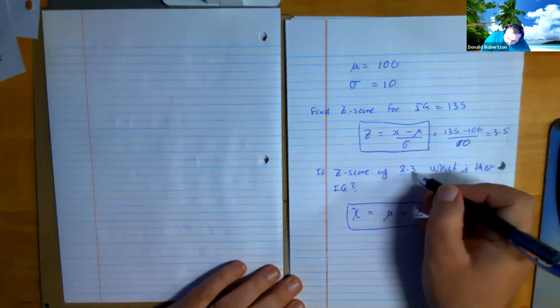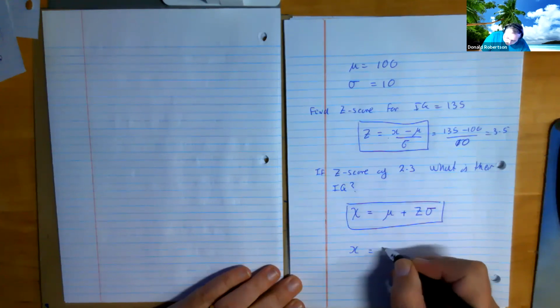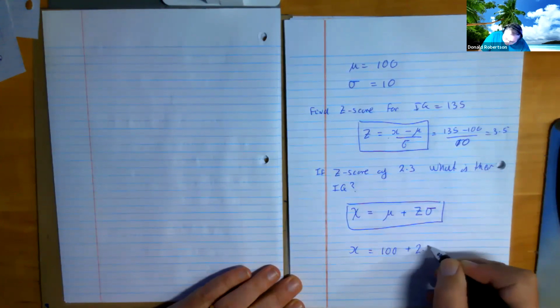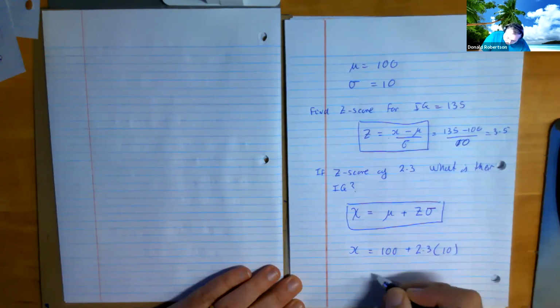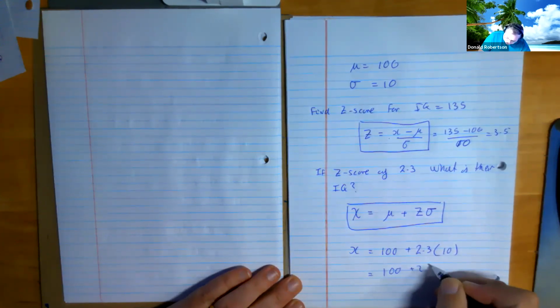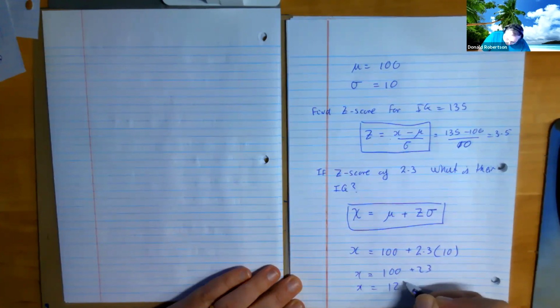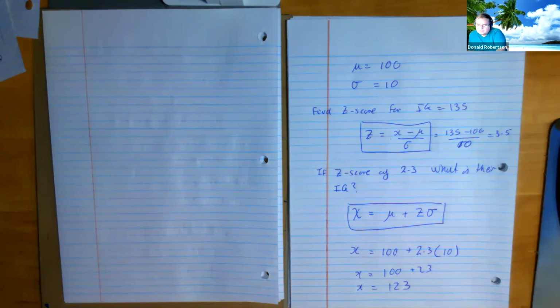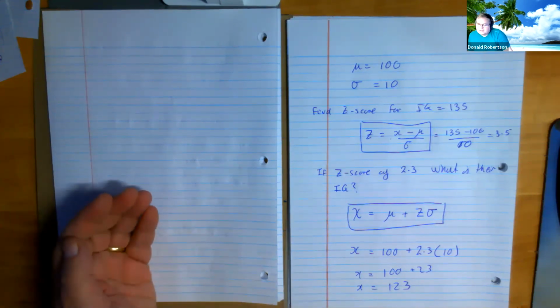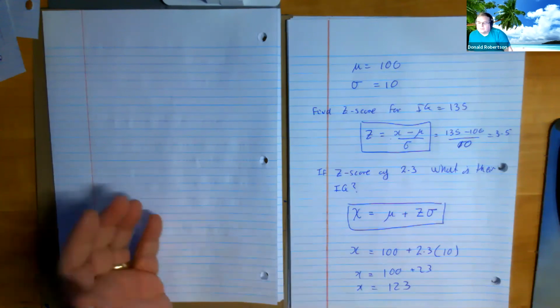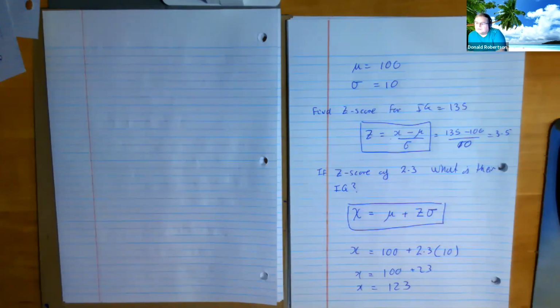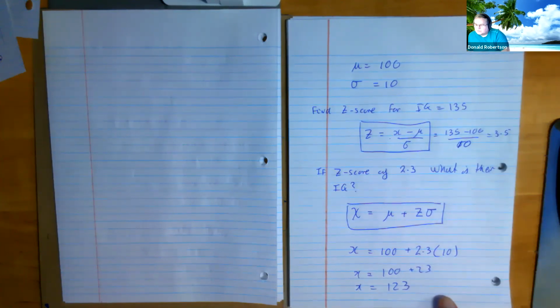So let's find out what a 2.3 looks like. Well, the mean is 100, the z-score was 2.3, and sigma is 10. So that would be 123. Does that make sense that you can have two specific questions? Here is my IQ, tell me my z-score. Here is my z-score, tell me my IQ. Great. Any questions about that, or are we good?